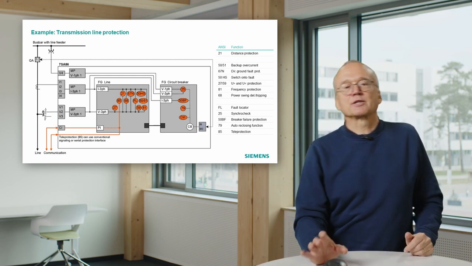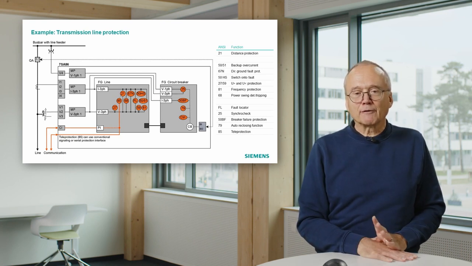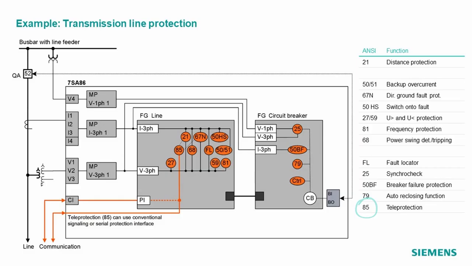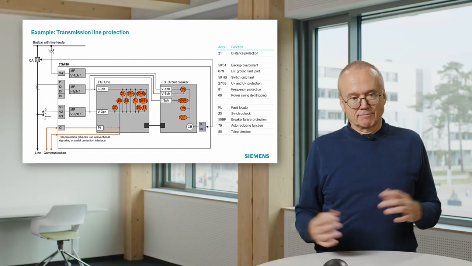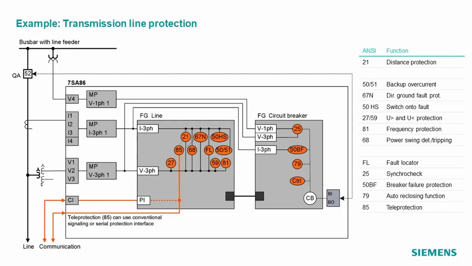And then as additional functions, we have the fault locator, the synchro check, breaker failure protection, auto reclosing, and teleprotection. You see here the teleprotection is a function which is nearly always or very often used with distance protection, but it also requires communication to the other end. And for that reason, you see here on the left bottom communication links where the teleprotection function 85 communicates with the relay on the other end of the line.